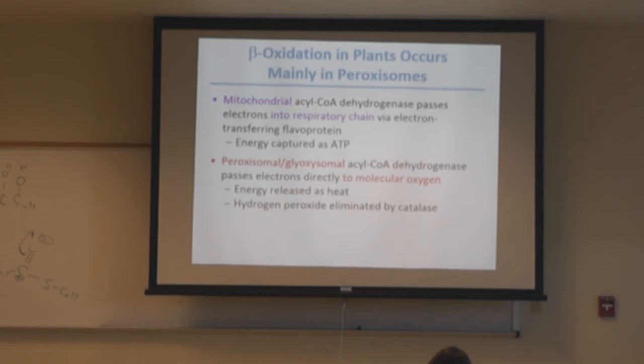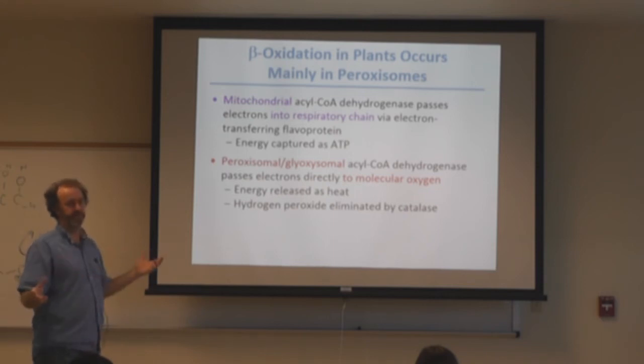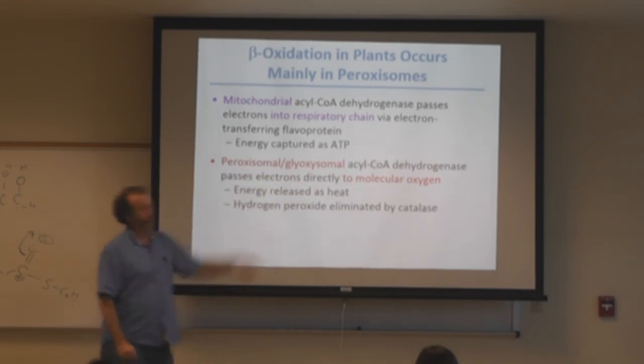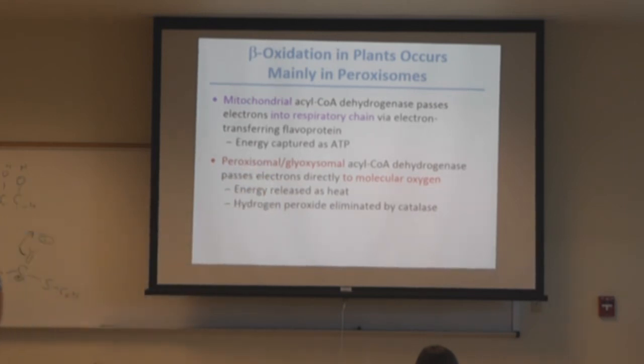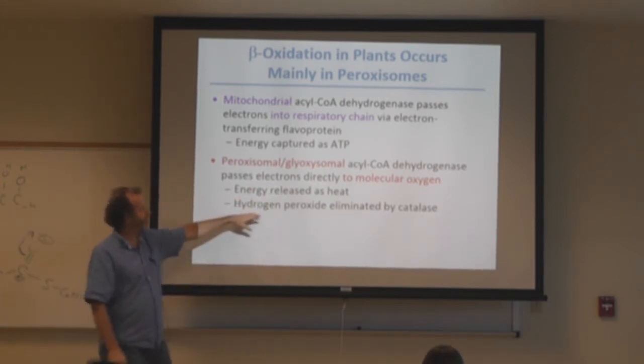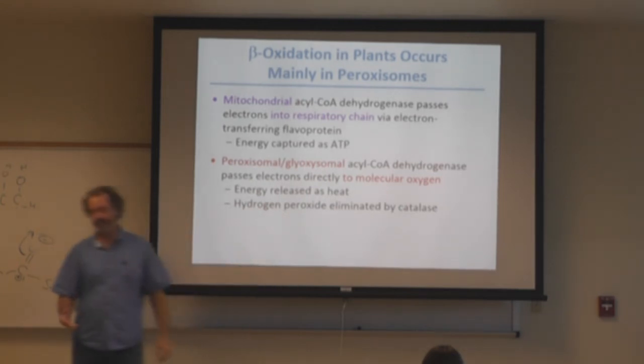So like I was saying, in the mitochondria, you can extract all the energy from your cofactors, those electrons. They'll transfer that energy to the electron transport chain, where you'll be able to produce that hydrogen gradient across the inner membrane and produce ATP via oxidative phosphorylation. The peroxisome, however, will take those electrons and transfer them directly to molecular oxygen and produce energy released as heat. And then hydrogen peroxide is eliminated by catalase after that.